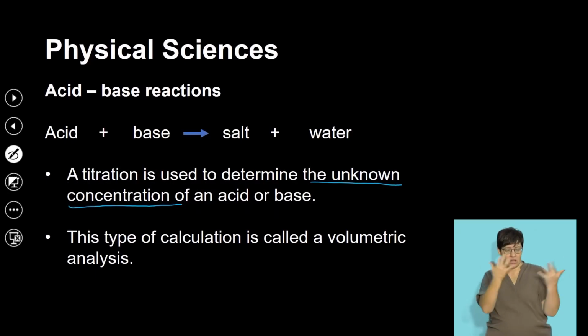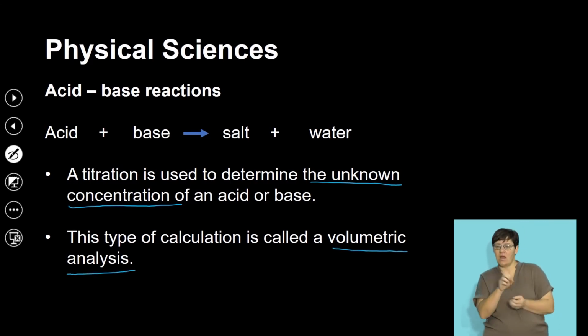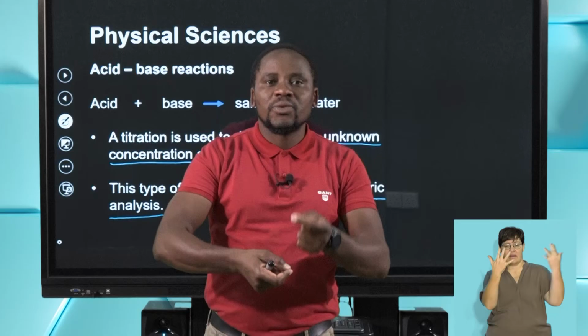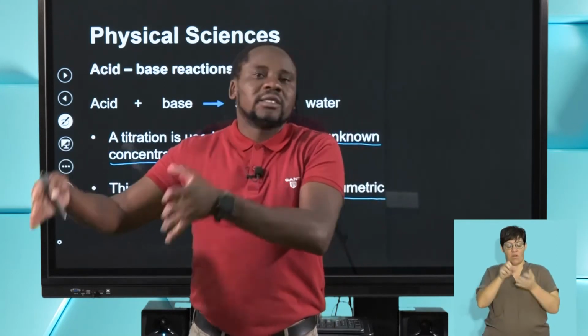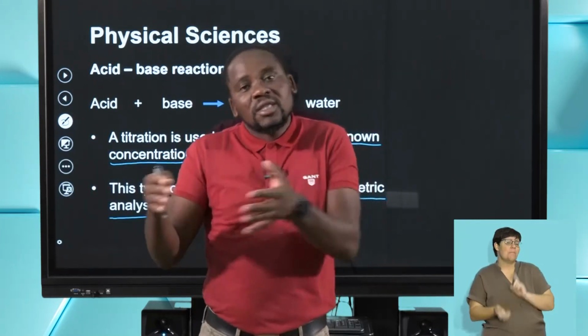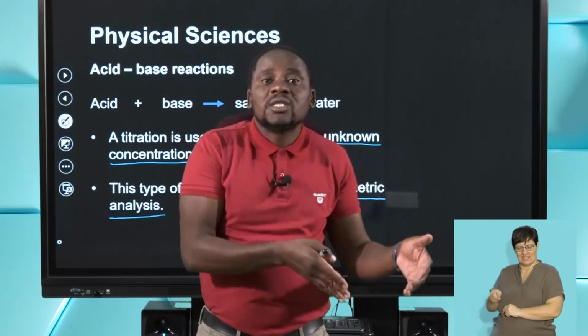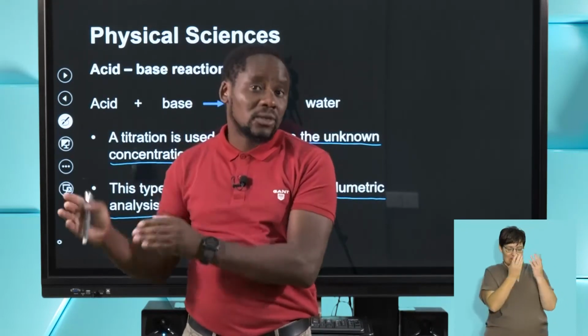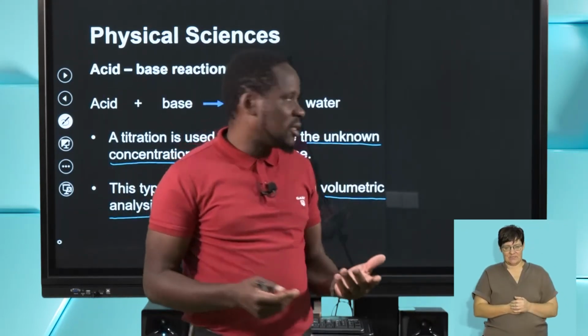So the titration is the technique. The stoichiometric calculation involved would be referred to as volumetric analysis. We carry out a titration, and then subsequent to that, we do calculations which are described as volumetric analysis to determine an unknown concentration using a standard solution. Basically, that's what it means.